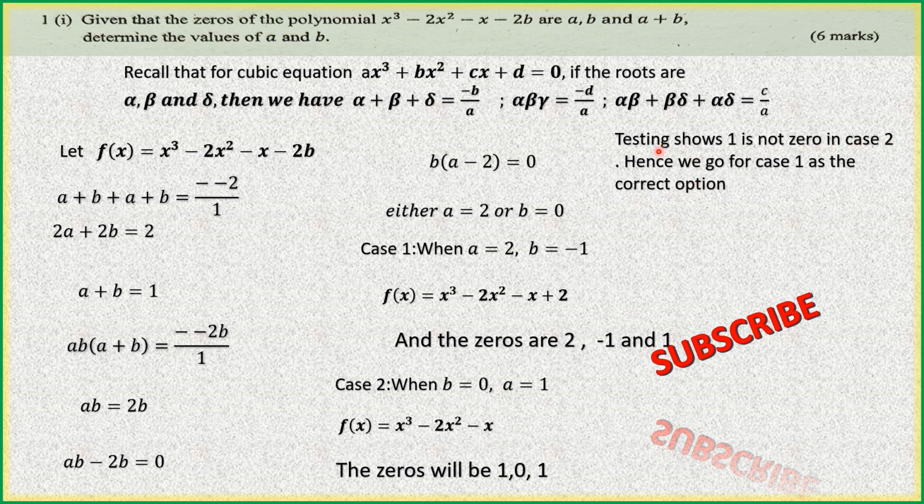As you can see, hence we can go only for case 1, because if we test 2 in this equation, we end up with 0. When you test minus 1 here in this equation, you still end up with 0. And also when you test 1, you end up with 0. Also, you can factor by grouping. You group this first and you group this second and factorize it. You end up with 3 factors which can easily be identified to be these zeros. Now that is what we are supposed to do. So our correct answer is a equals 2 and b equals minus 1, 6 marks.